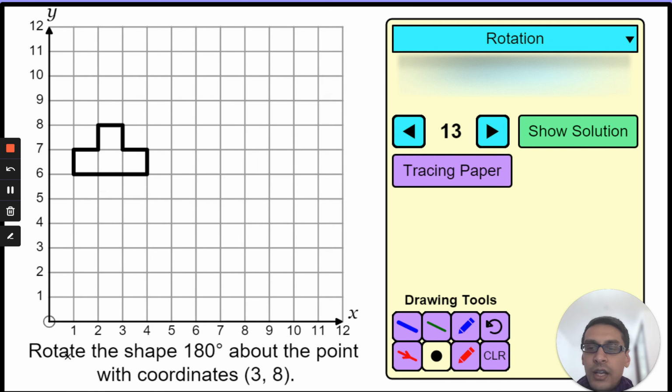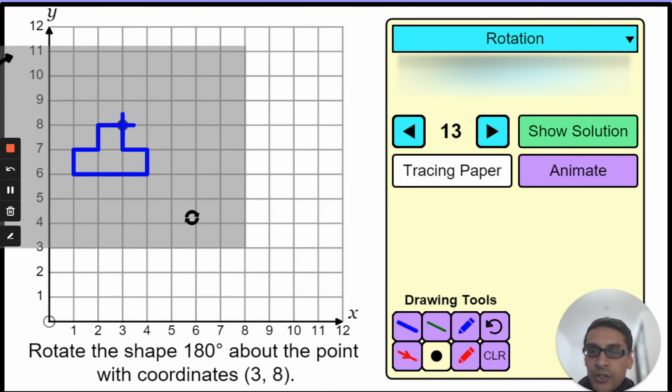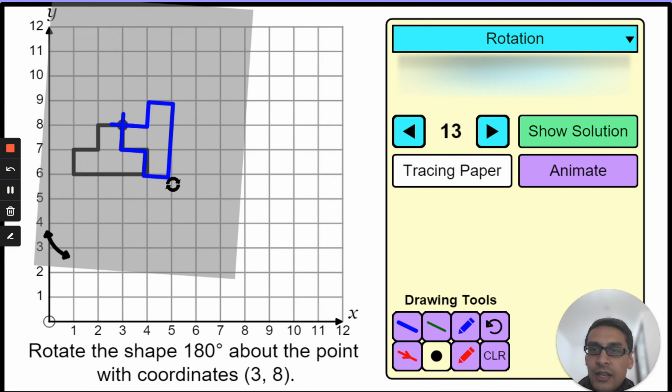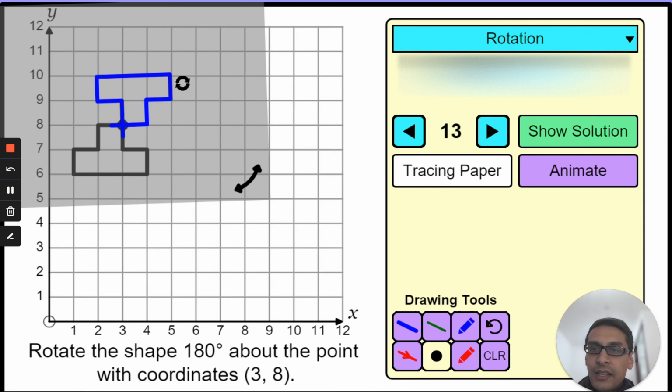Question 13, rotate the shape 180 degrees about the point with coordinates 3, 8. So we're going to go 3 along, 8 up. Now this is interesting because the center of rotation is on the shape. It can also be inside the shape as well. We'll look at some examples eventually of that. In this case, you put your tracing paper on top and we're going to rotate it 180 degrees. So it's going to be 90, 180. So this is your answer.